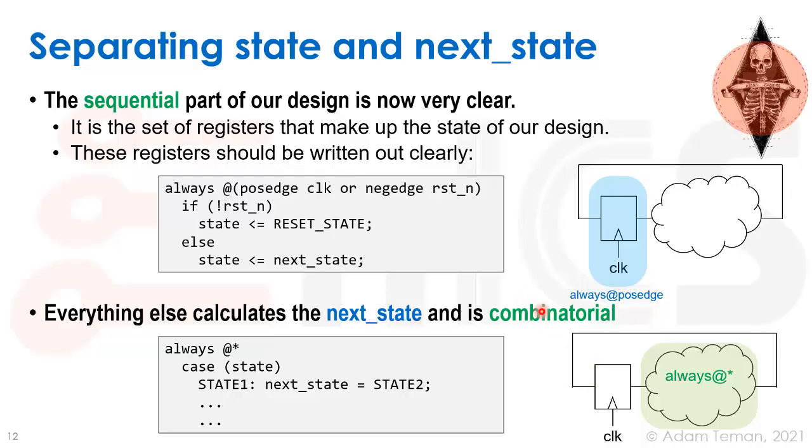Okay, so we made a complete separation between the sequential block, the always at posedge clock, and the combinatorial always at star block. They're completely separated. None of this green is going to seep into this blue, or else it's going to cause us lots of trouble understanding something.